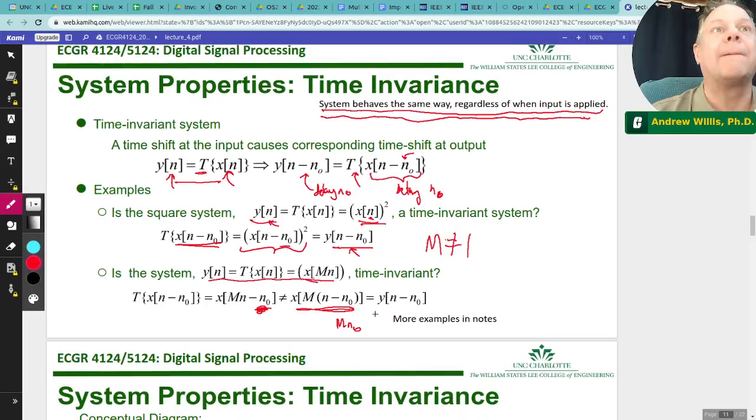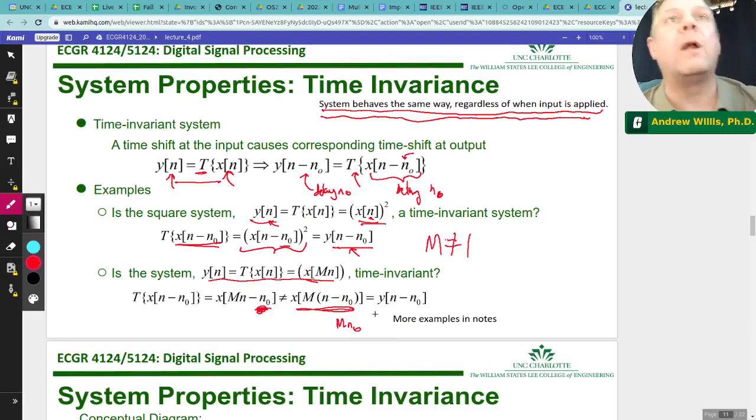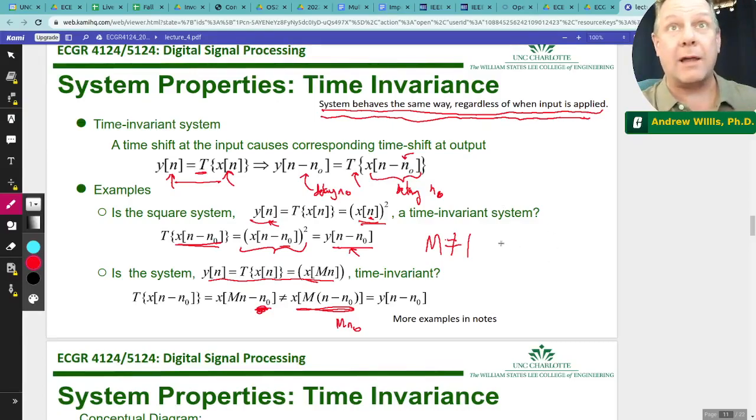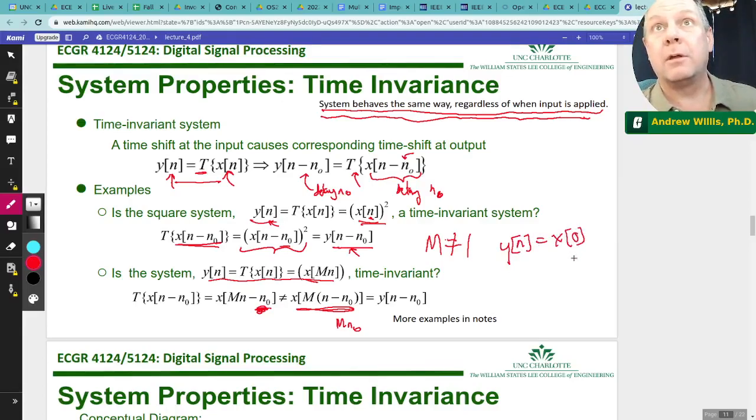Yeah, Dr. Willis, this might be a stupid question, but what if m is equal to 0 then? What if m is equal to what? 0. Well, then you just don't have a system. That means that, well, you still have a system, but it's just y of n is equal to x of 0. I see.